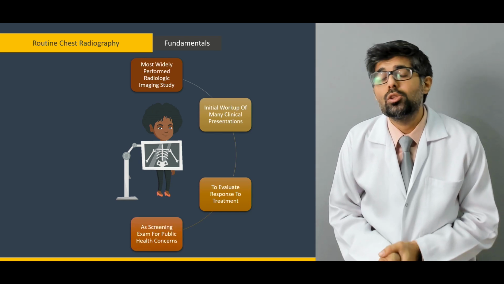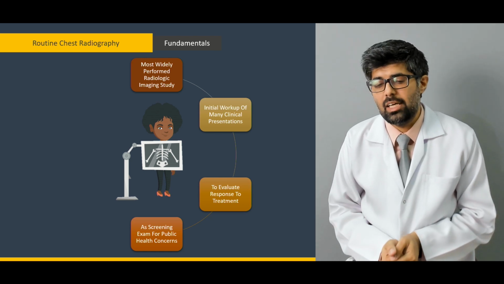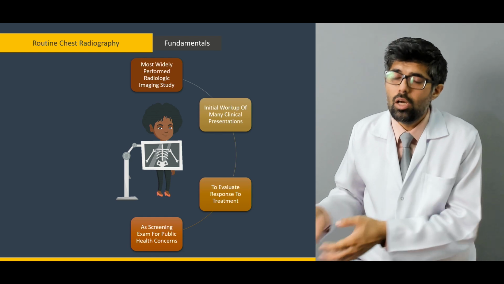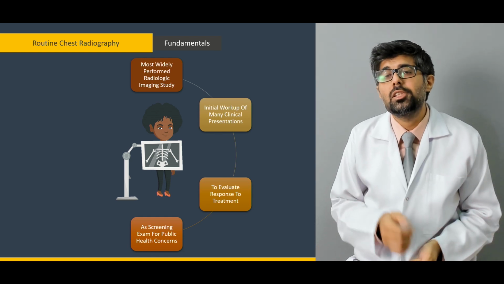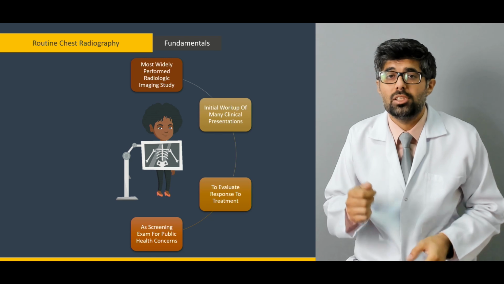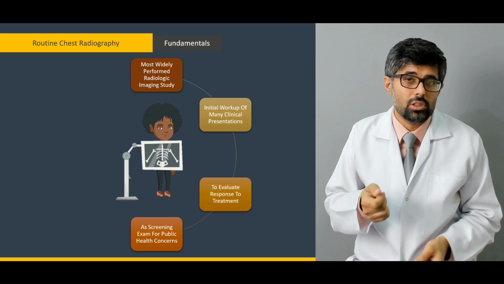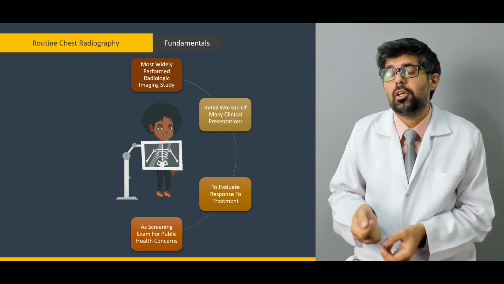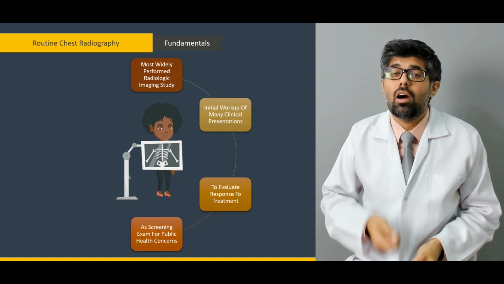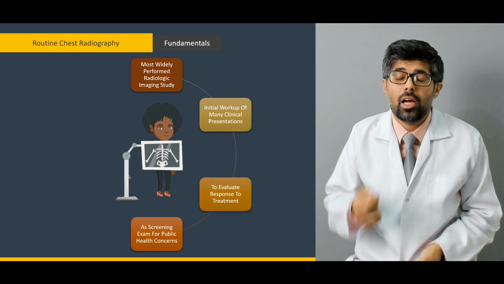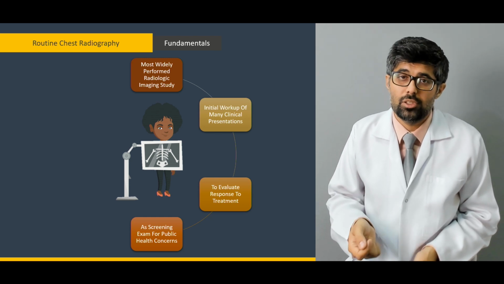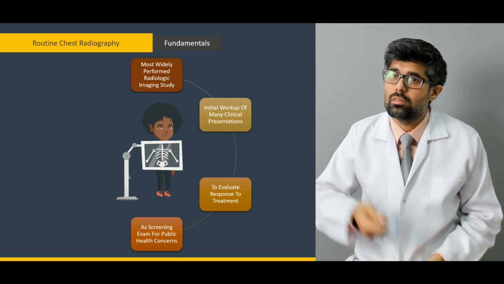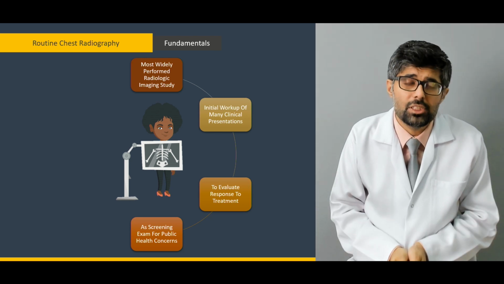Next, it is also used as a screening exam for public health concerns such as tuberculosis. For tuberculosis, chest PA X-ray is used as a screening tool. Now, this is used for the general masses, especially in the countries which have a high ratio and high numbers of tuberculous patients, such as the Indian subcontinent and Southeast Asia.